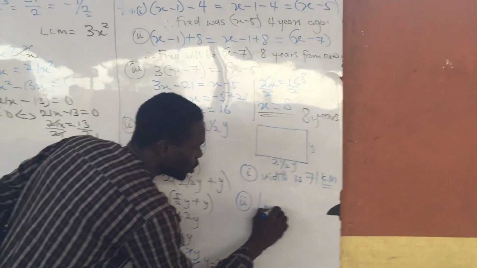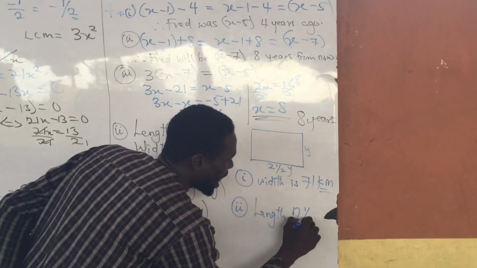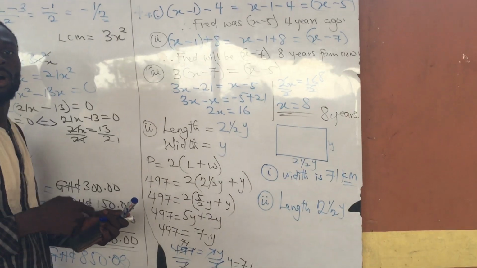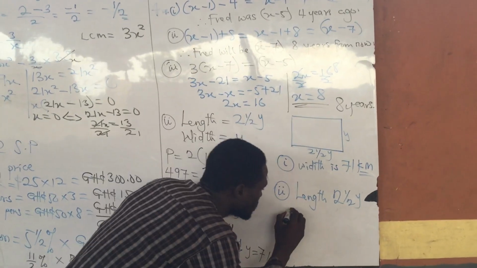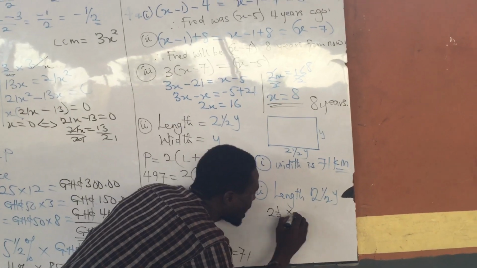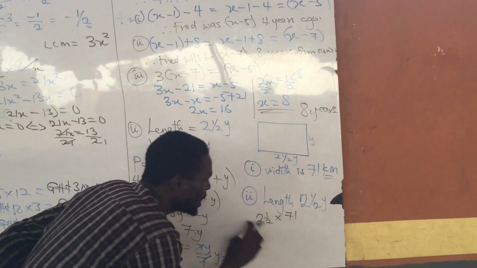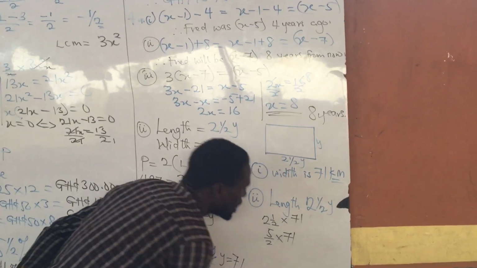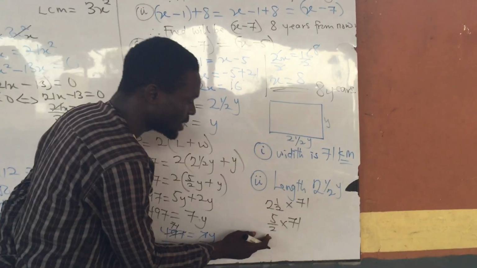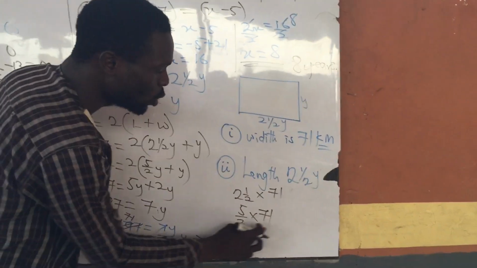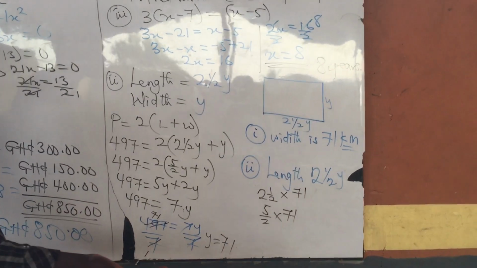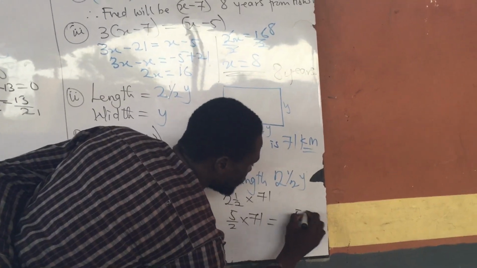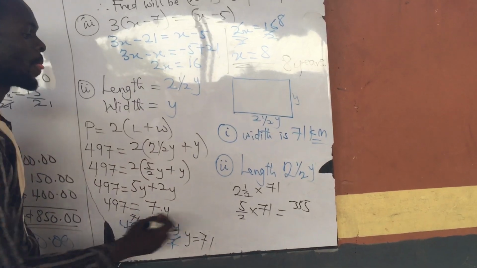The length, we were told that the length is 2.5 times the width. So let's solve 2.5 of y. We are going to get 2.5 times 71. Change this, you are going to get 5 over 2 times 71. Now when you look at this carefully, you can see that 2 will not go into this value without a decimal. So multiply this by this, we are going to get 355. 5 times 71.